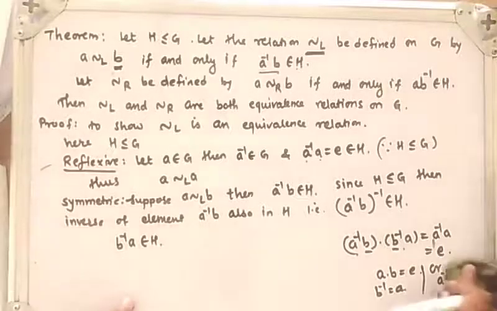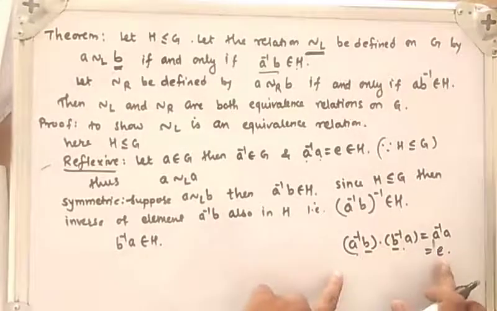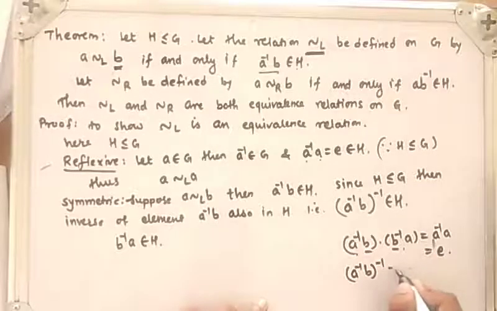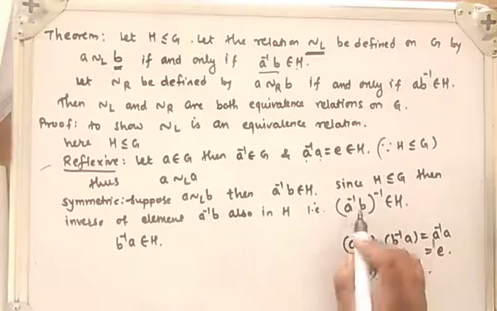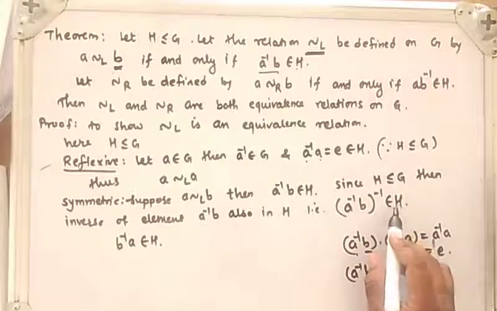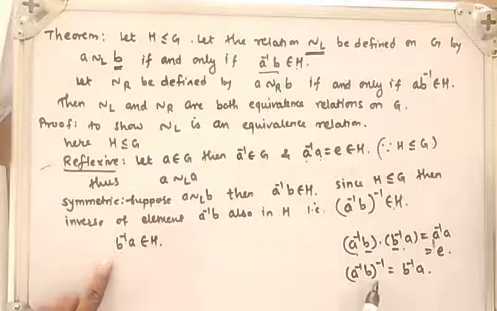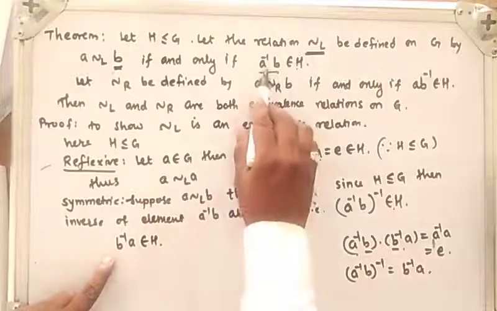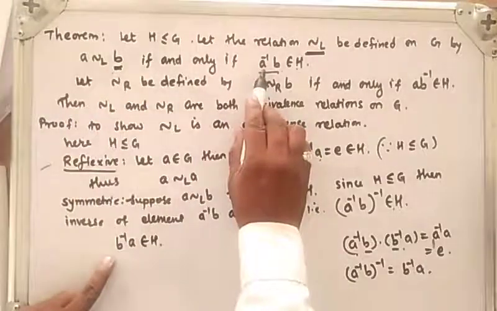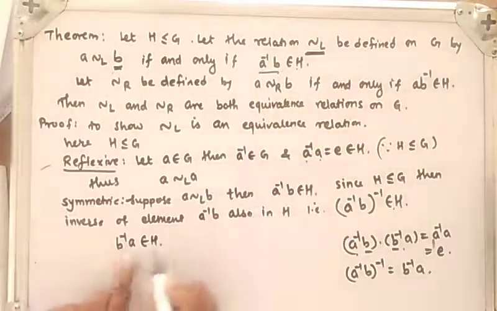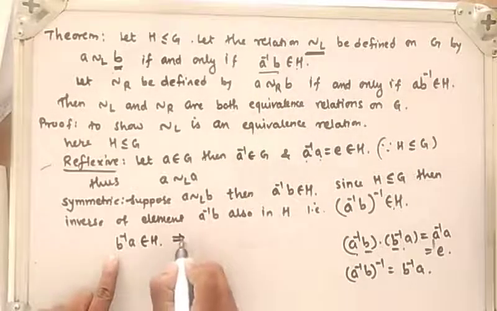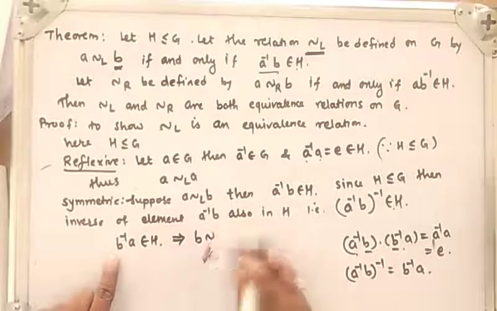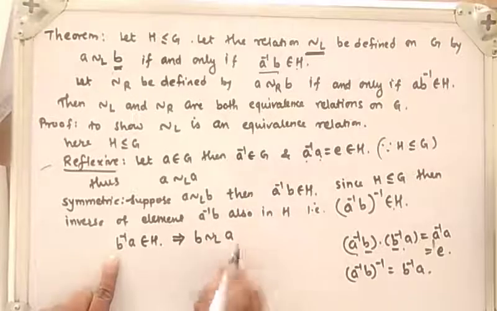So here what we get? The product of these two elements is equal to identity, meaning A inverse B has inverse B inverse A. So the inverse of A inverse B belongs to H, and this is nothing but B inverse A, right? So B inverse A also belongs to H, and by using the condition that A is related to B if and only if A inverse B belongs to H, from that we get B equivalent to A. So this is tilde L.